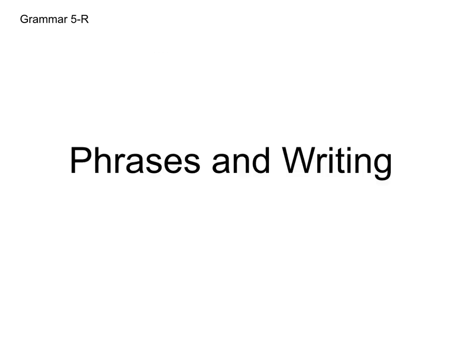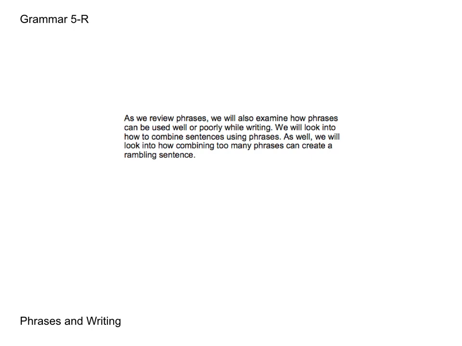So now we're going to get into phrases and writing. We're going to continue what we started in the last book, but now we're going to be analyzing for slightly different types of uses of phrases. So we want to look at how we can combine sentences using phrases. As well, we want to look into how combining too much information can create a rambling sentence. So we want to learn how to be concise with phrases.